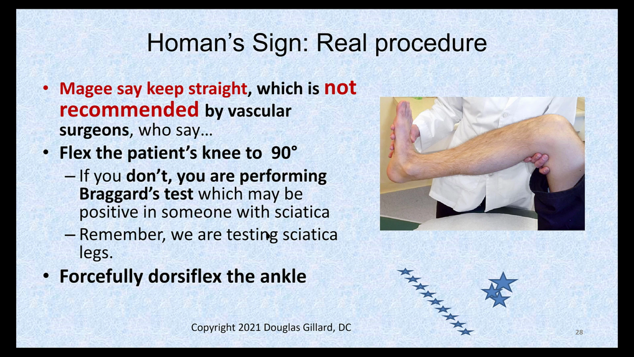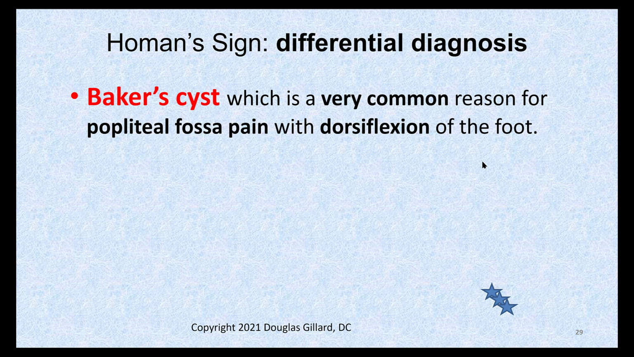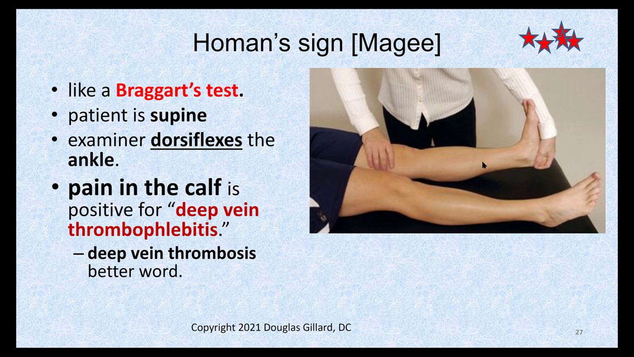All right, the vascular surgeons who have put out books recommend doing the test like this, bending the knee, and that will let the sciatic nerve relax and not be stretched as much. So if you bend the knee, it takes the sciatic nerve supposedly a little bit out of play. And you still dorsiflex, and if they have pain in the calf, it's positive for deep vein thrombosis. On boards though, because those are not board books, you should probably do it just like a Bragard's test.